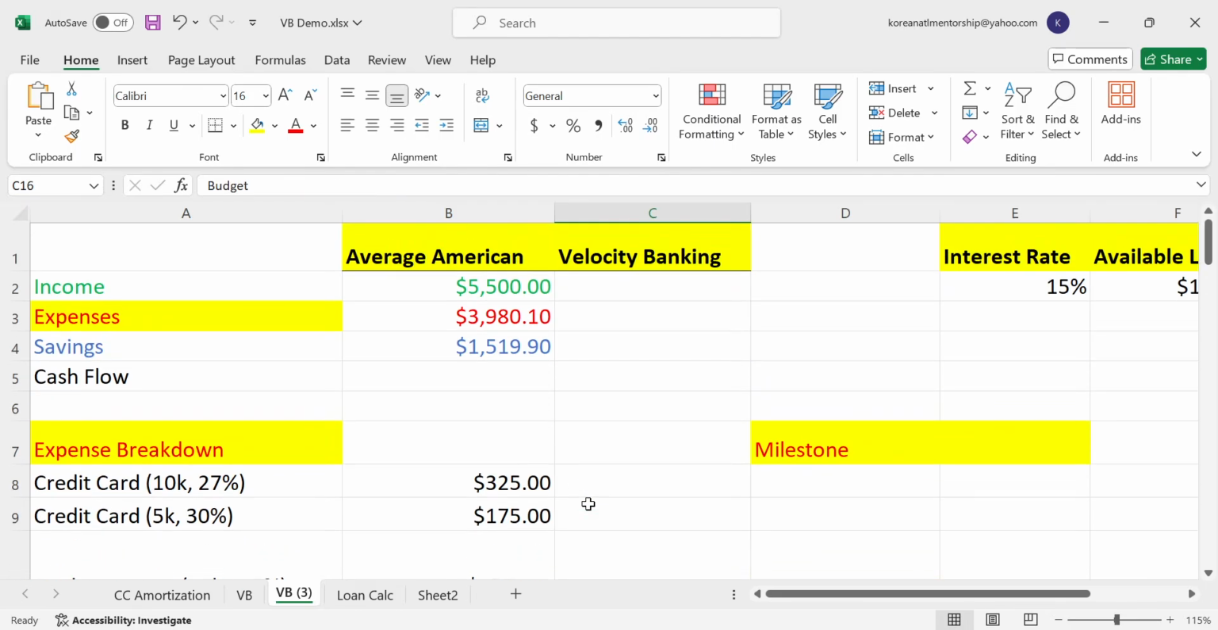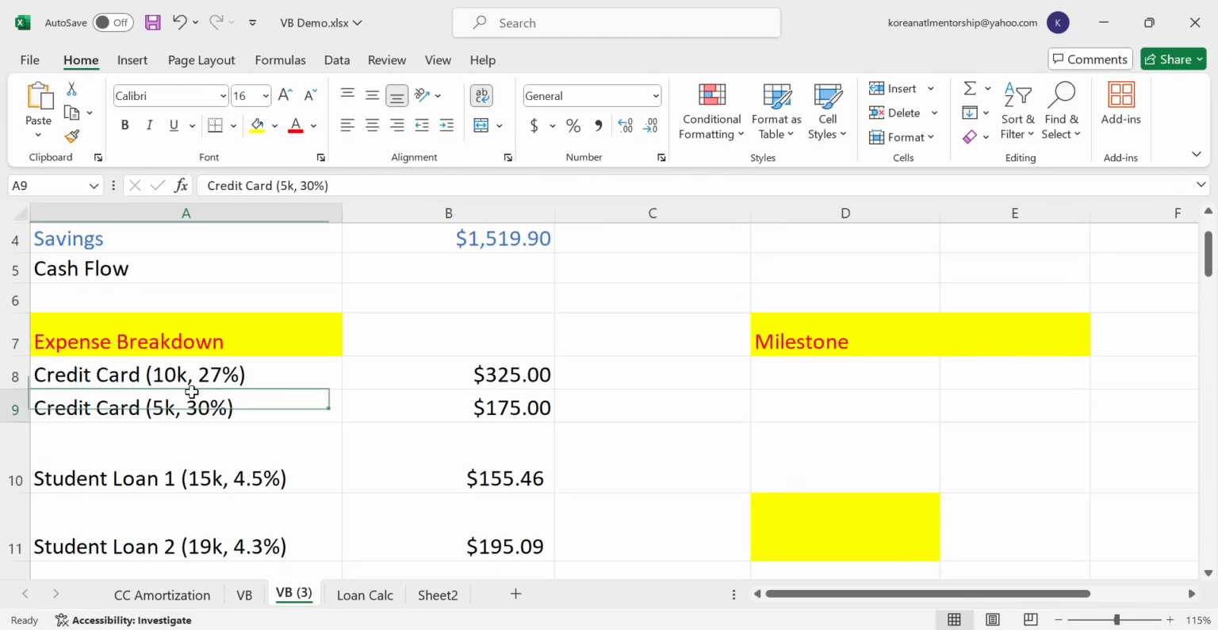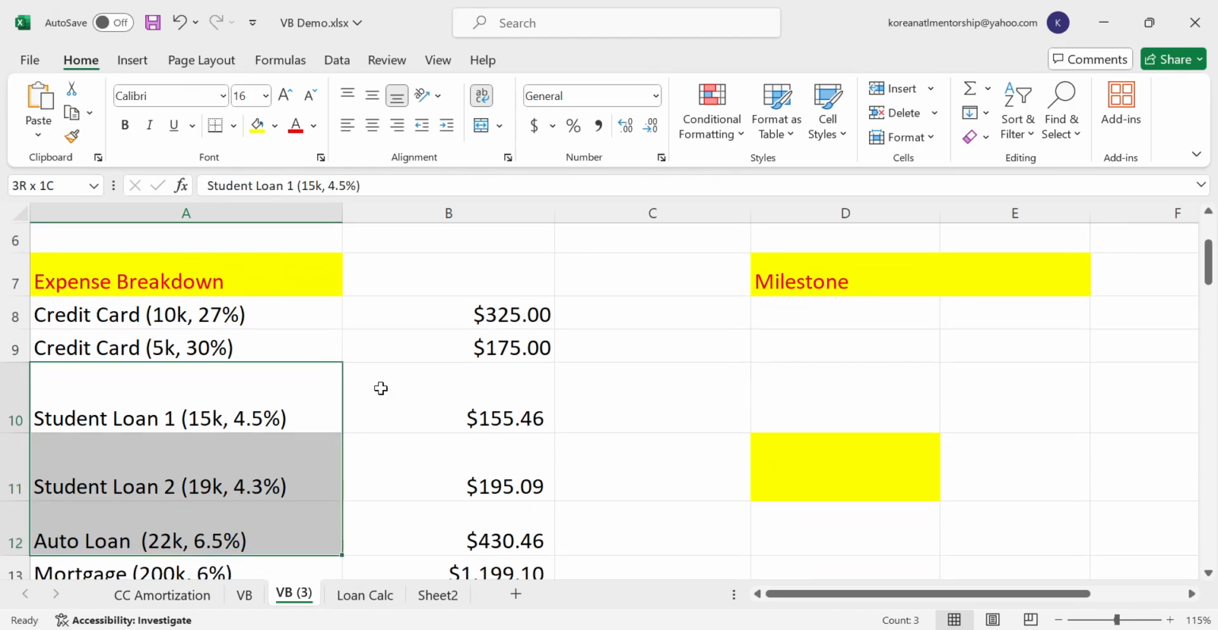So you have your budget here: income, expenses, leftover savings. And then what you do is an expense breakdown and list every single debt that you have. So credit card one, credit card two, student loans, loan one, two, because most people don't have like one student loan.